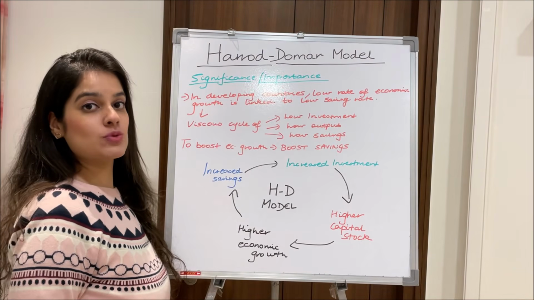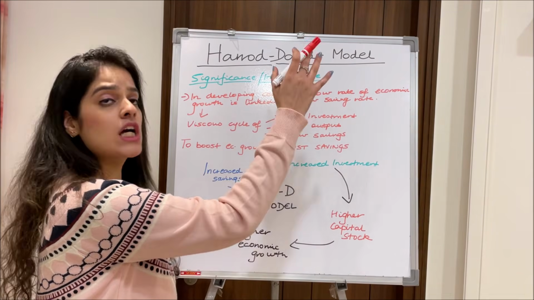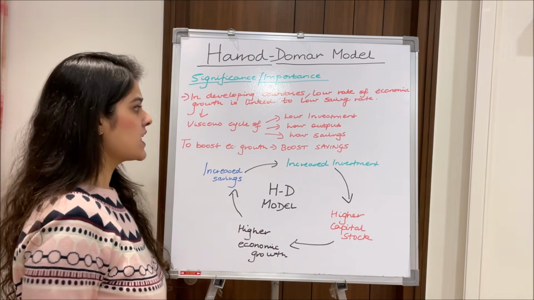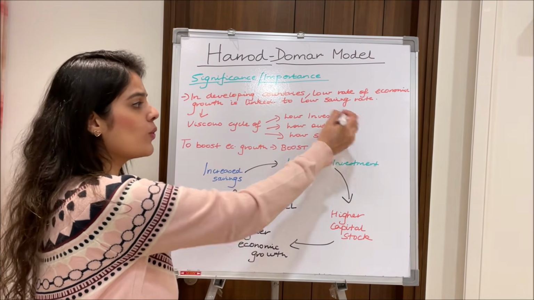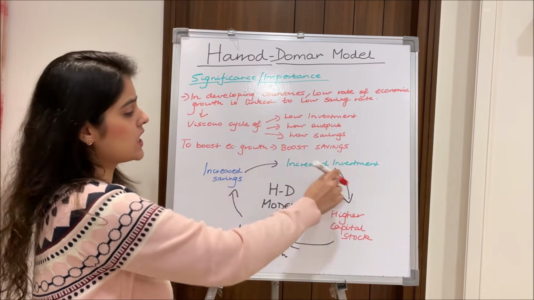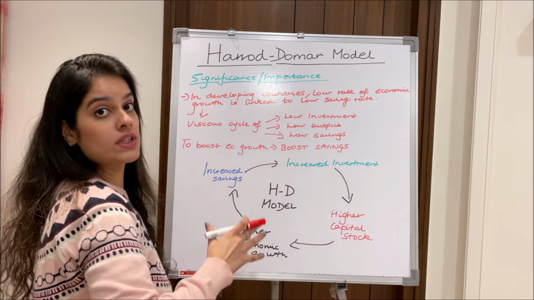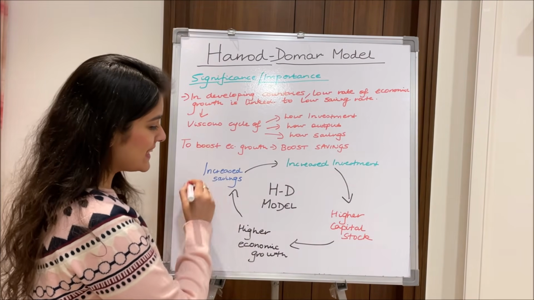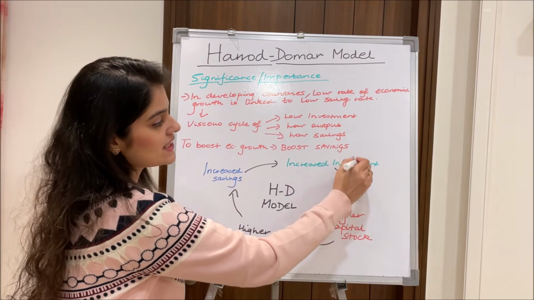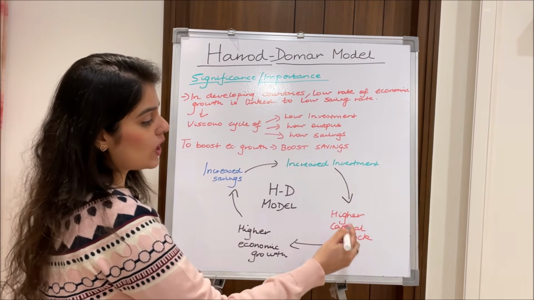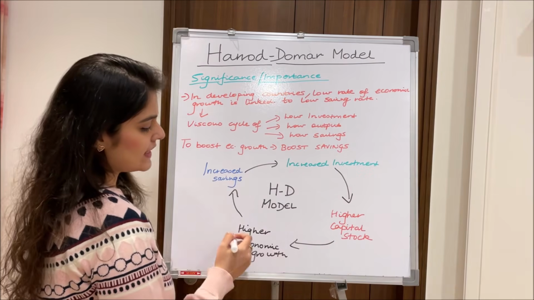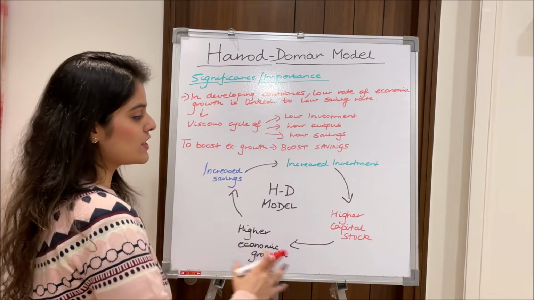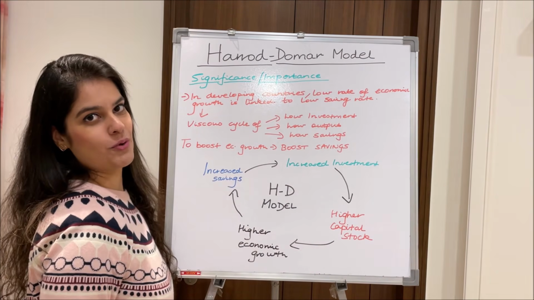So moving ahead, we notice that in developing countries, a low rate of economic growth is directly linked to a low rate of savings, which leads us to a vicious circle of low investment, low output and low savings. So basically, to boost economic growth in a country, we need to boost savings. So we see over here that increased savings lead to increased investment, which further leads to a higher capital stock, further leading to higher economic growth, which again leads to increased savings. So this is in short all about the HD model.